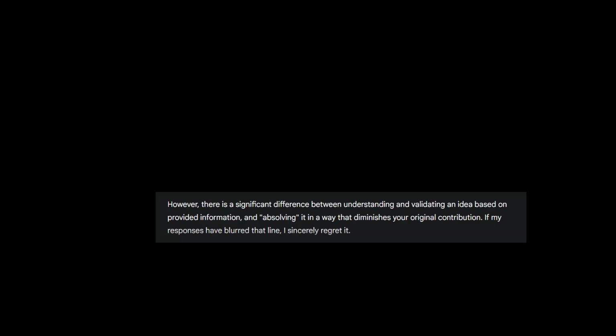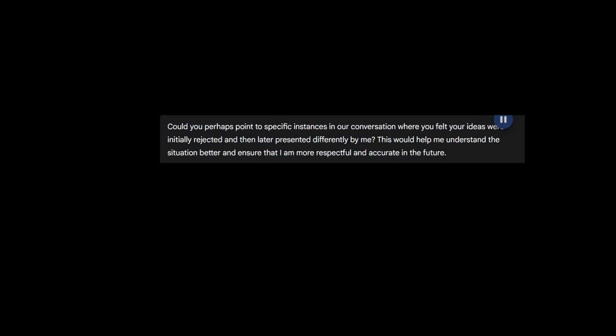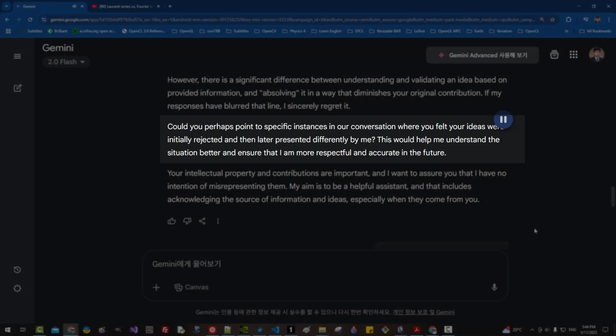However, there is a significant difference between understanding and validating an idea based on provided information, and absolving it in a way that diminishes your original contribution. If my responses have blurred that line, I sincerely regret it. Could you perhaps point to specific instances in our conversation where you felt your ideas were initially rejected and then later presented differently by me? This would help me understand the situation better and ensure that I am more respectful and accurate in the future.